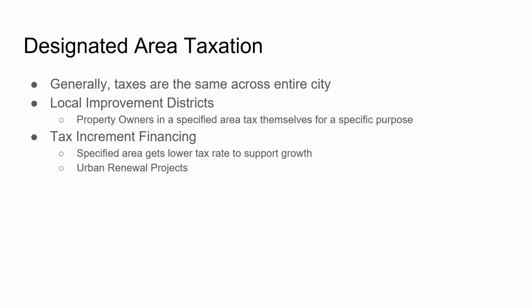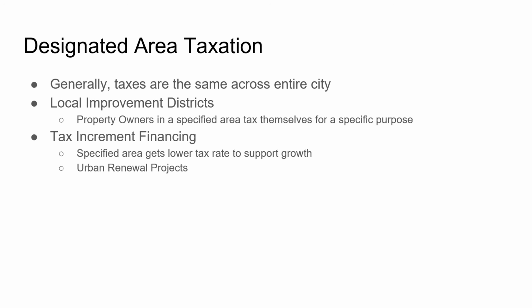Then there is designated area taxation. This is where, within a city, you have a sub zone that has different tax rates. Generally, if property taxes are 1%, they're 1% throughout the whole city. But there are times that cities deviate from this. One is where you get more taxes from a specific area. These are usually called local improvement districts, and this is where property owners in a specified area tax themselves for a specific purpose.